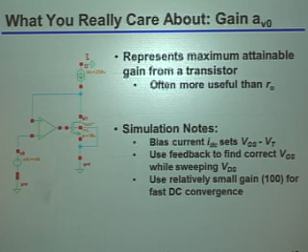Usually it's actually the DC gain that you care about. Usually it's really that AV0 that at the end of the day is the spec that you're trying to hit. Okay? So at the transistor level, at least, this AV0 is really representing the maximum intrinsic gain you could get from the device itself.